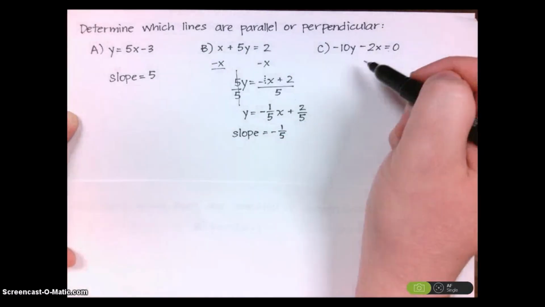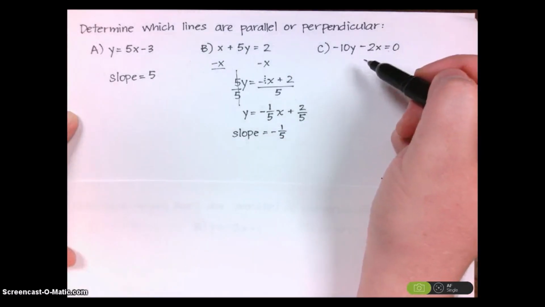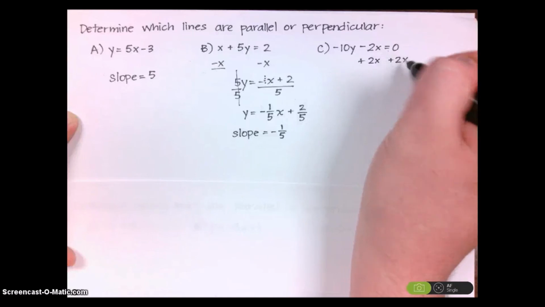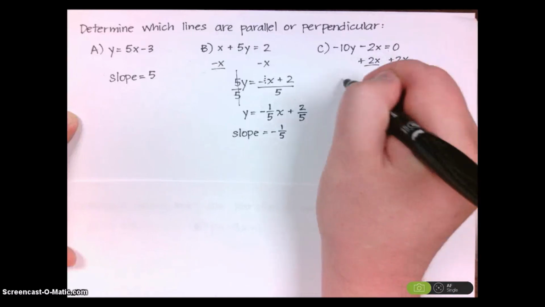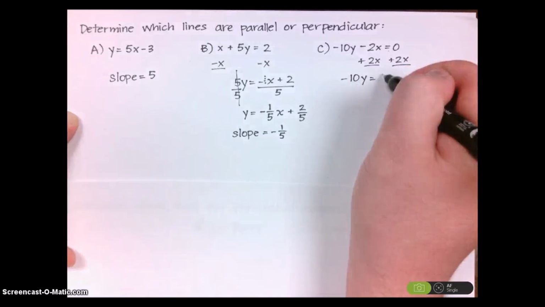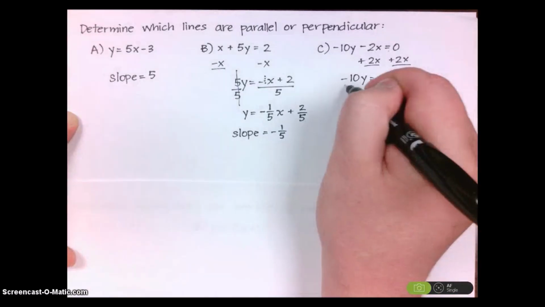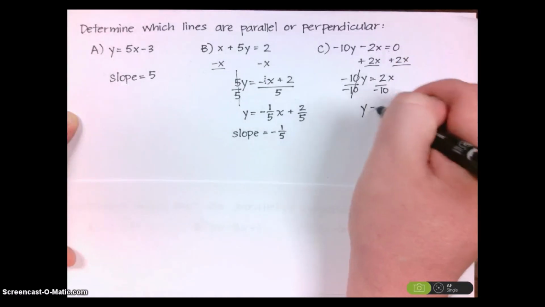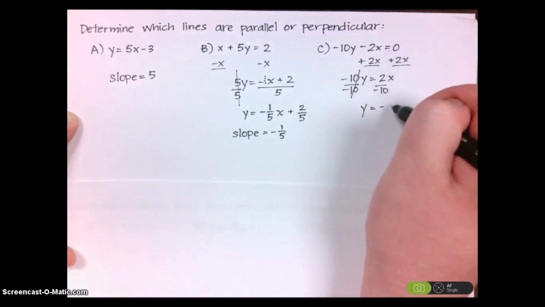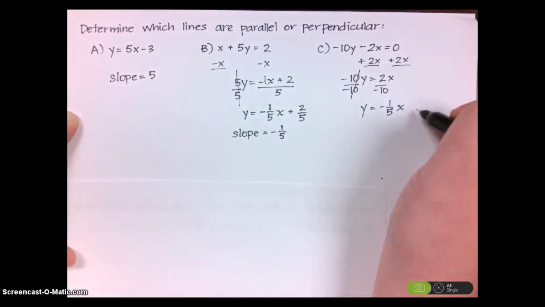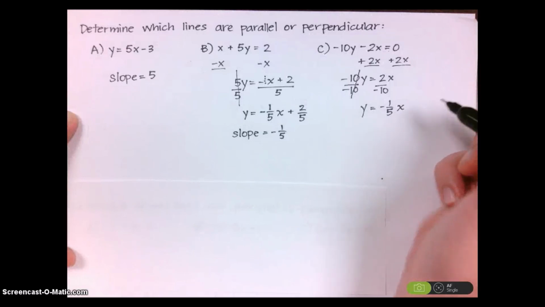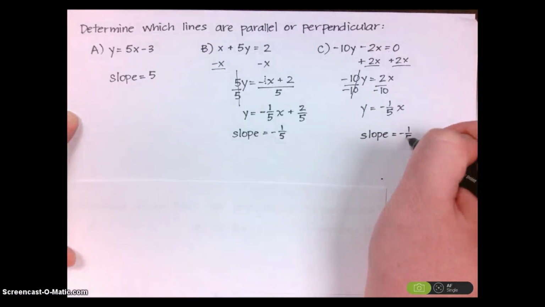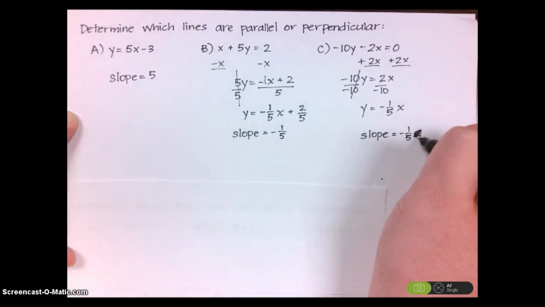Okay, looking at equation C, it also is not written in slope-intercept form. So I need to do a little work. I'm going to add 2x to both sides, because my goal is to get y by itself. So I'm left with -10y is equal to +2x. Final step, divide by -10. And y is equal to 2 divided by -10 is -1/5 x. The y-intercept here is missing, so that means it's 0. But all I'm looking for is the slope. And I can see that the slope of this line is also -1/5 x. Or, I'm sorry, just -1/5.